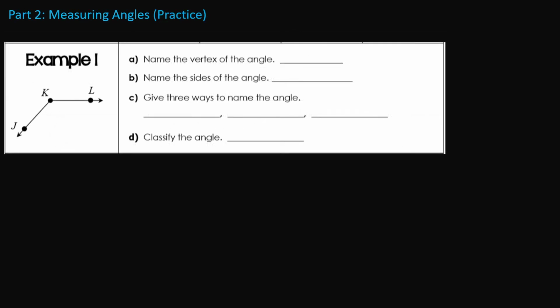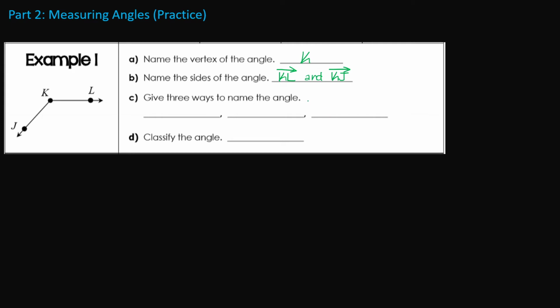So let's practice labeling some angles here. We are going to name the vertex of this angle in example 1. The vertex of the angle is where the two rays meet, where their endpoints meet. That is point K. So you can either write point K or just capital K. Now we need to name the sides of the angle. Remember, the sides of an angle are just the rays. So I see ray KL. Remember, the endpoint doesn't have an arrow, but the other point does, going out into infinity. Ray KL and ray KJ.